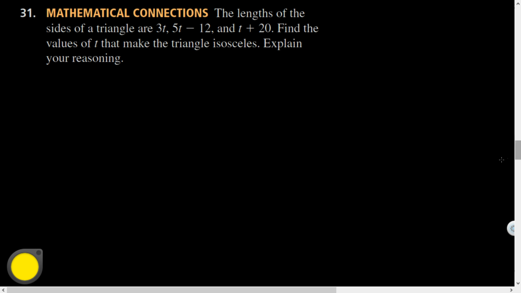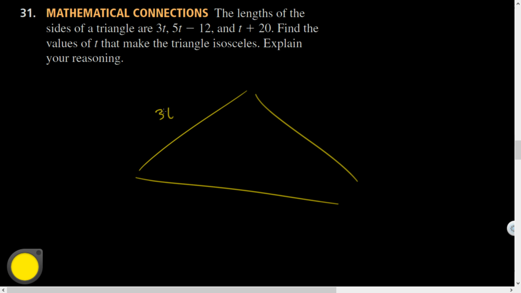And now here we go. Mathematical connections. I can't wait to connect the maths. All right, the lengths of the sides of a triangle are the following. I'm just going to draw some arbitrary triangle here. I don't know which sides would be what. 3t, 5t minus 12, and t plus 20.